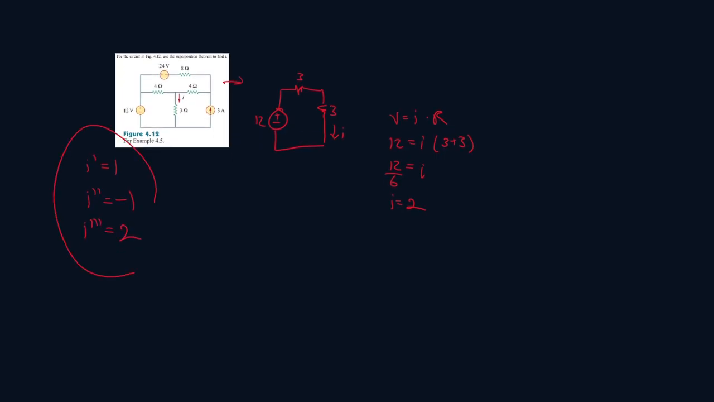Now if we add all of these up, we'll get our real I value. So 1 minus 1 plus 2, that gives us 0 plus 2. So 2, this is our final answer.